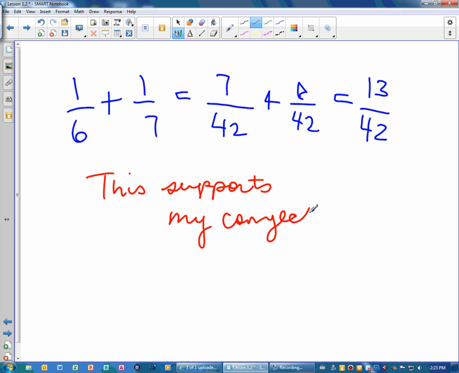Okay, so when you make a conjecture, check it. See if you can come up with one more example that supports your conjecture.